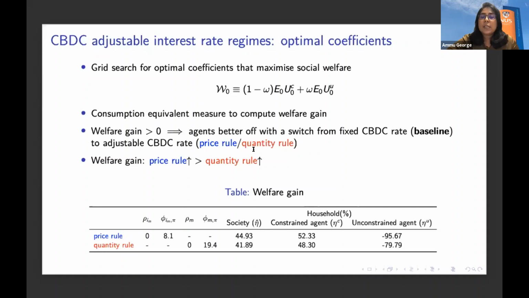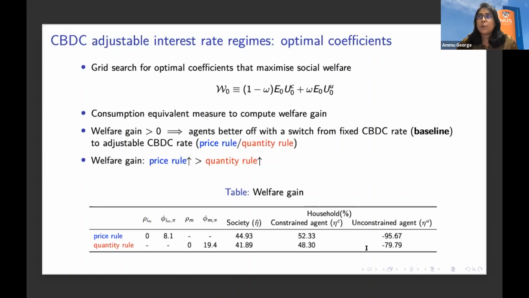Since these values are positive, it means that they're willing to forego goods to move from baseline to a price rule or quantity rule regime. So there is a welfare gain. And this welfare gain is primarily driven by the welfare gain of constrained agents who have access to CBDC. However, unconstrained agents suffer huge welfare losses.